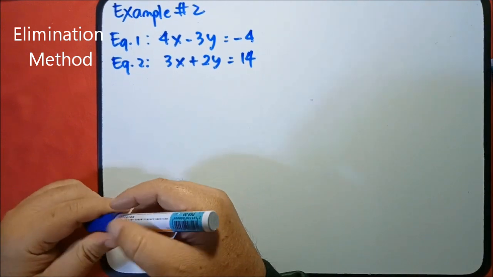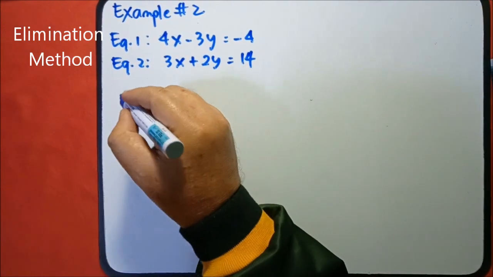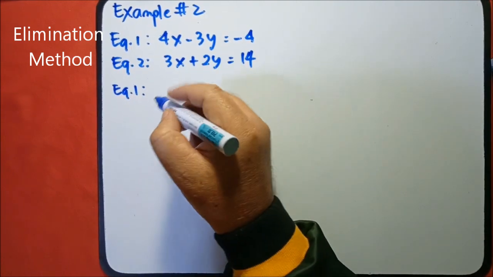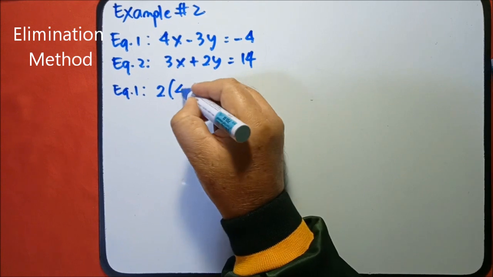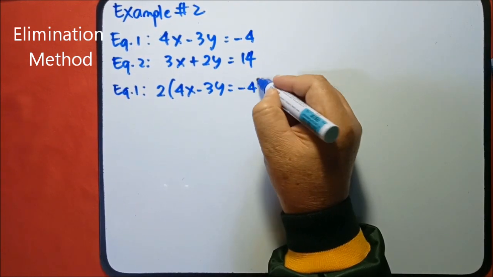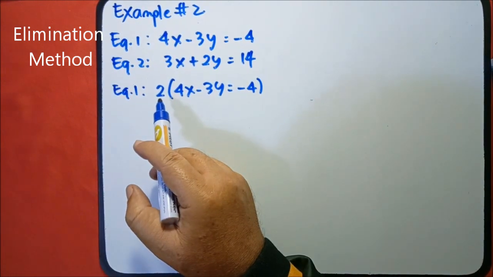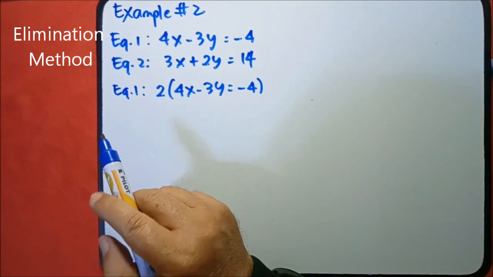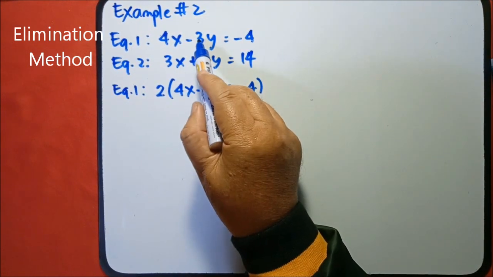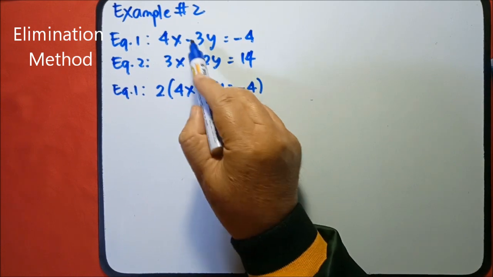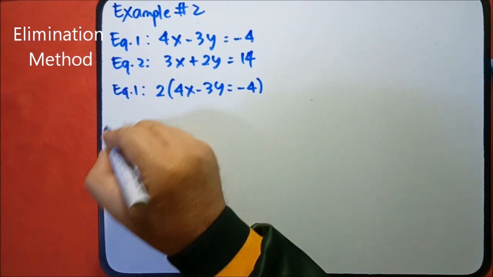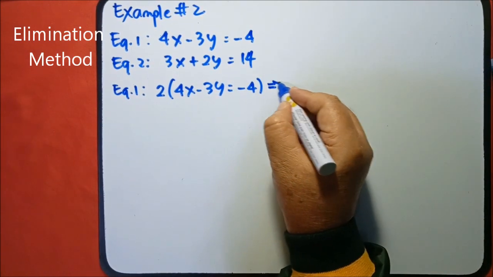Ano ba ang pwede nating i-multiply sa equation 1? Okay, equation 1. Magmo-multiply tayo ng 2. Okay, 4x minus 3y is equals to negative 4. Bakit 2? Ang dami-daming mga number. Bakit 2 ang ginamit mo, sir? Ito kasi nakita ko eh. Kasi pwede ako mag-multiply ng 2 doon. Mag-multiply ako ng 3 para maging pareho silang 6. Kaya 2 ang naisip ko. Okay, next.